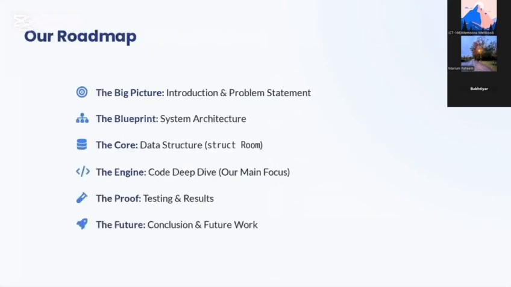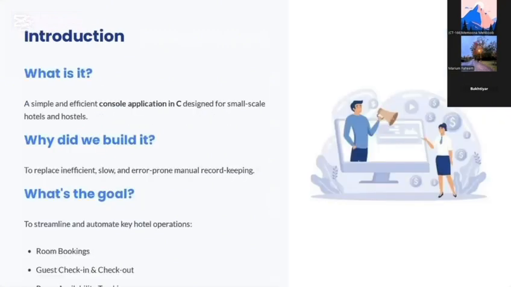So our roadmap begins with the big picture, an introduction to the problem, and our motivation. Next, the blueprint, our system architecture, which shows how all parts work together. Then we move to the core, where we will discuss the main data structure that drives our system. After that, we will explore the engine, a detailed look into the code and the logic behind all the operations. We will then present the proof, showing our testing process and results. And finally, we will talk about the future, how we plan to expand and improve this system going forward.